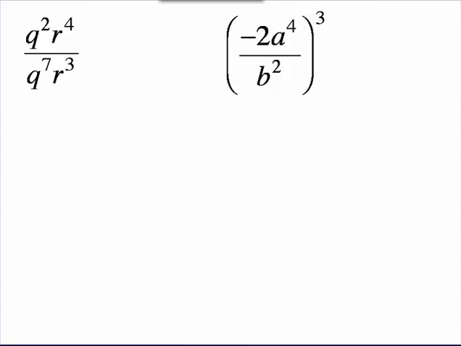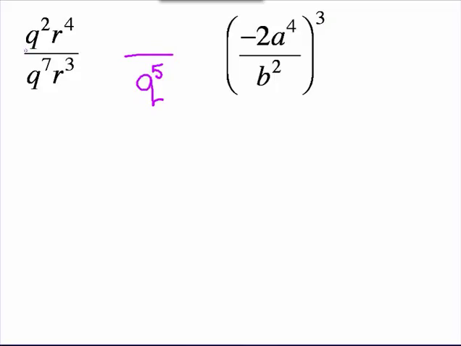So let's go ahead and look at this next one. Okay, q squared r to the 4th over q to the 7th r cubed. Now what I like to do is visualize this in my head. So what this means is that I have 2 q's on the top. And how many q's on the bottom? 7. So where do you have more q's? On the bottom, right? And so when I think about that, how many q's do I have? What would my net result be? 5 q's where? On the bottom. So I've got a q to the 5th on the bottom.